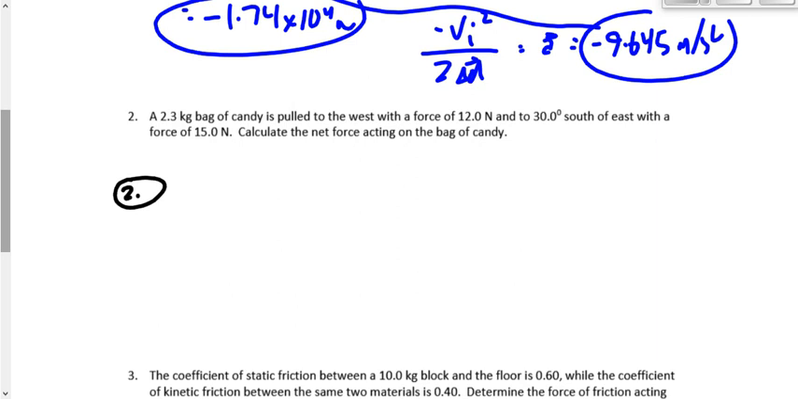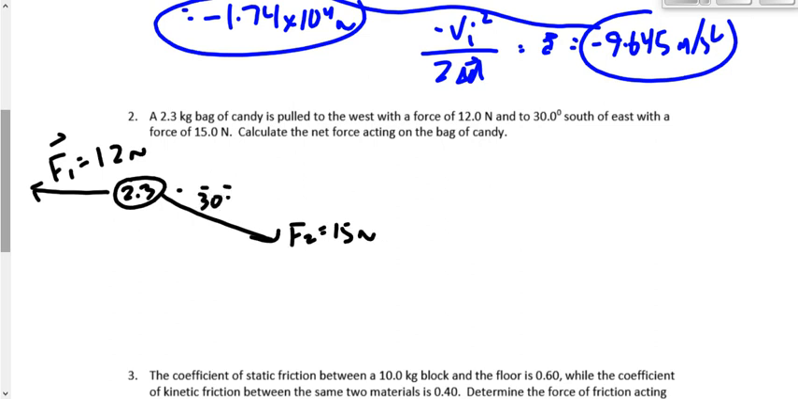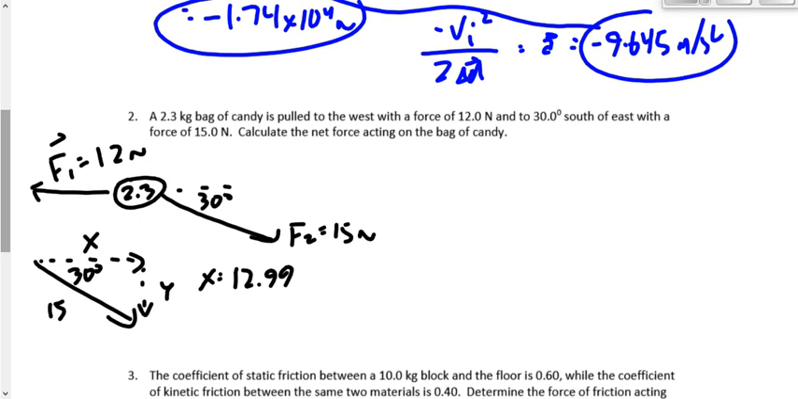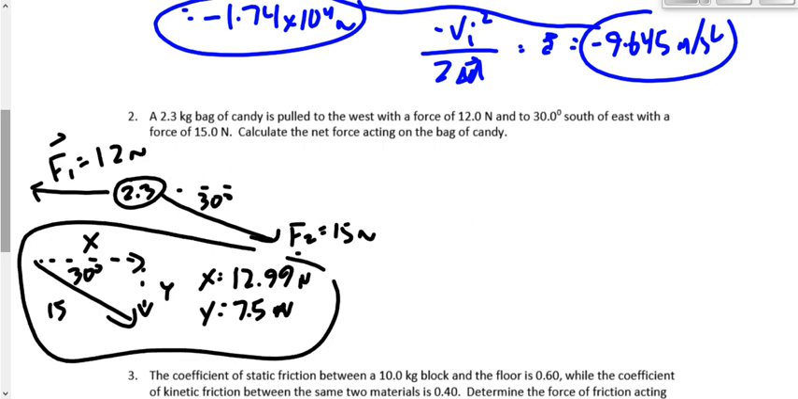Here's my 2.3 kilogram bag of candy. I'm pulling it this way, we'll call it F1 of 12 newtons, and I'm pulling it this way, we'll call it F2 with a force of 15 newtons. And our angle here is 30 degrees. We got a funny angle, we got to get rid of that funny angle, so we take it off to the side here. We got 15, this is X, this is Y, and this is 30 degrees. Using the cosine function, the X component ends up being 12.99, and the Y side, the opposite side of the triangle ends up being, what is it, 7.5.